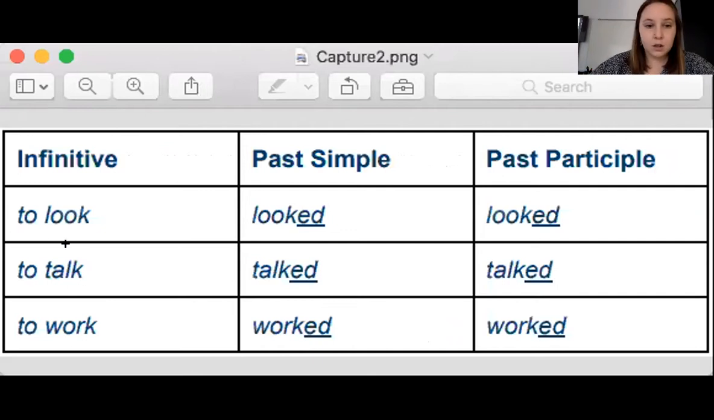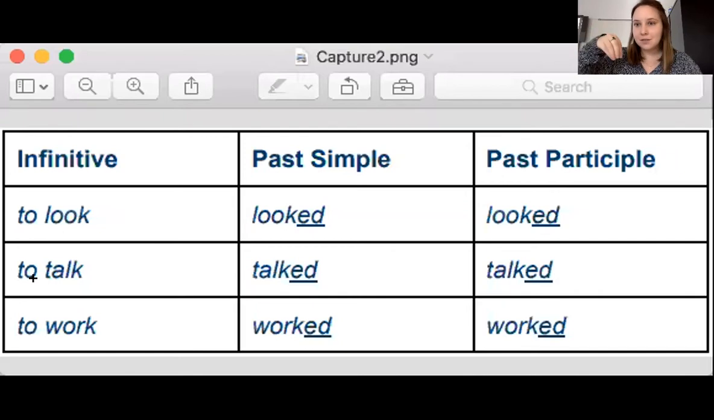Here we see some other examples of regular verbs. The verb is look, the past is looked, and the past participle is looked. So the simple past and the past participle are the same in regular verbs. Study is one of those. Right now, study. In the past, studied. In the past participle, studied.